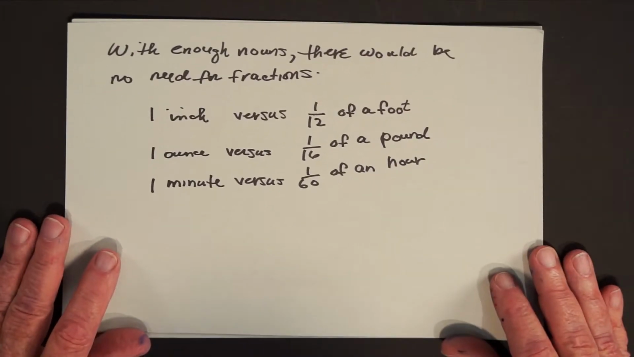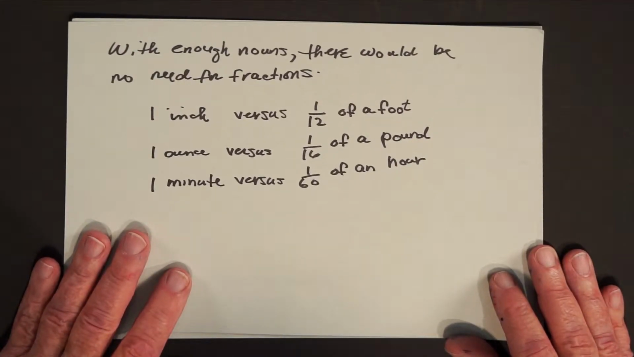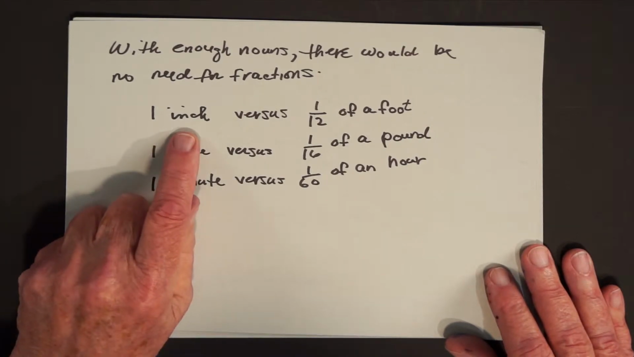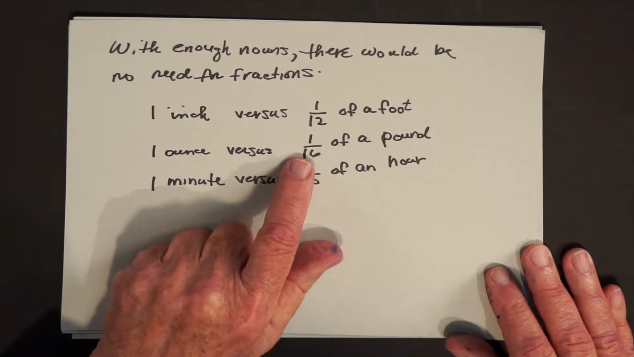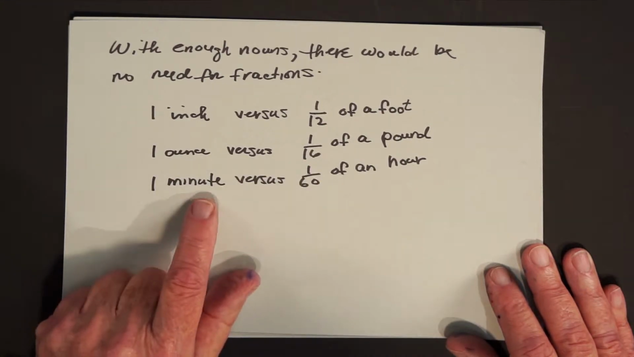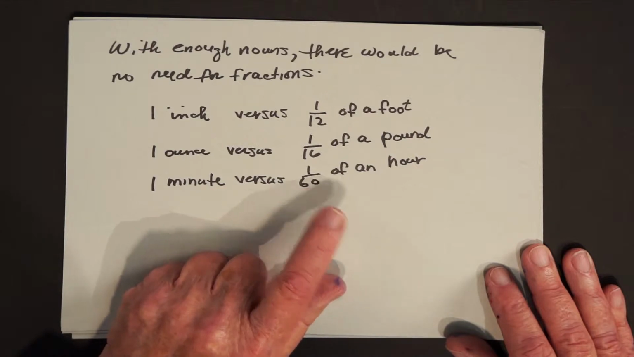In other words, by having 360 degrees to a circle, many fractional parts of a circle became a whole number of degrees. So, in other words, fractions were always popular, but they got around it by having the denomination be a word rather than a denominator. See, with enough nouns, there would be no need for fractions. In other words, if I could say 1 inch, why should I talk about 1/12 of a foot? If I can say 1 ounce, why should I talk about 1/16 of a pound? If I can say 1 minute, why should I talk about 1/60th of an hour?